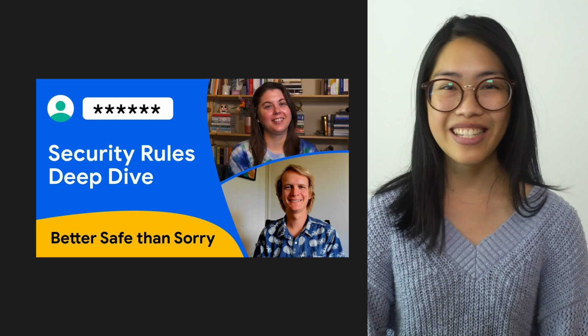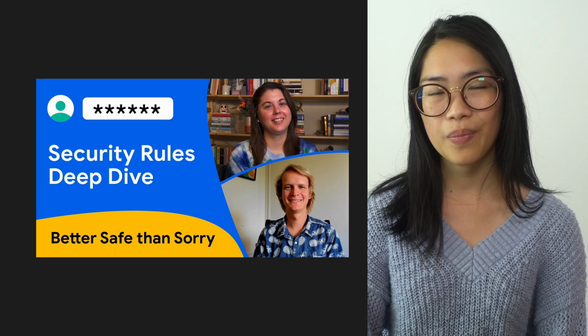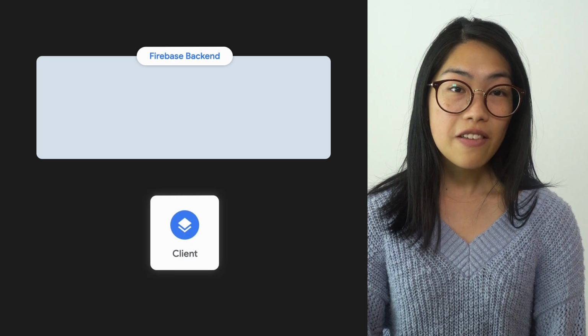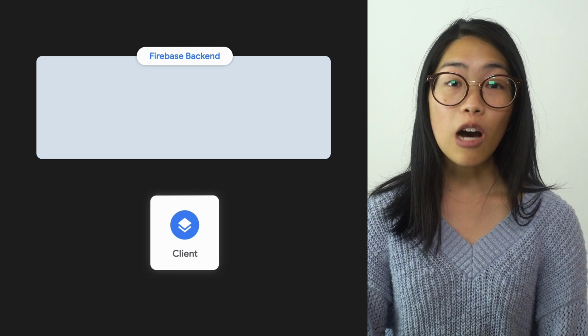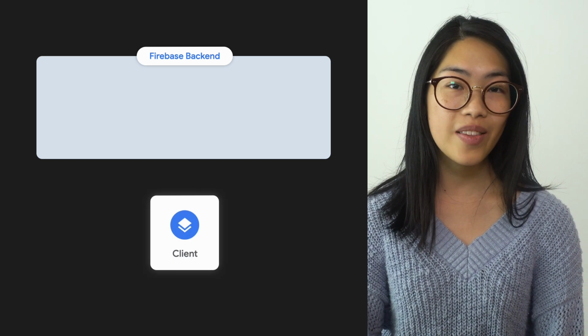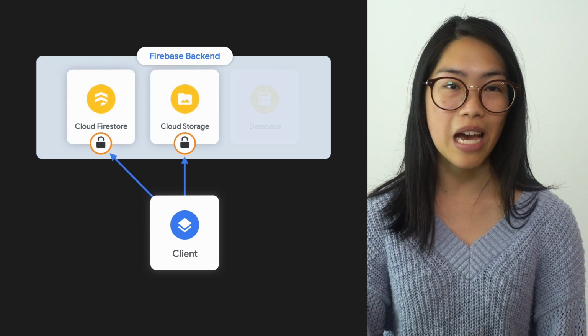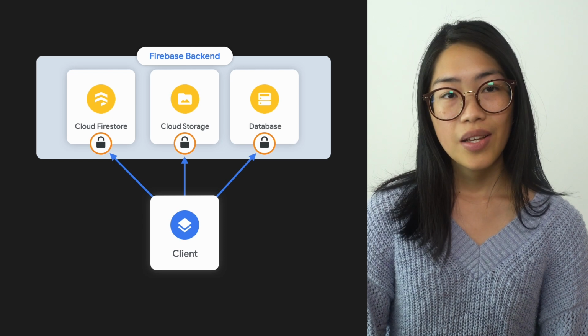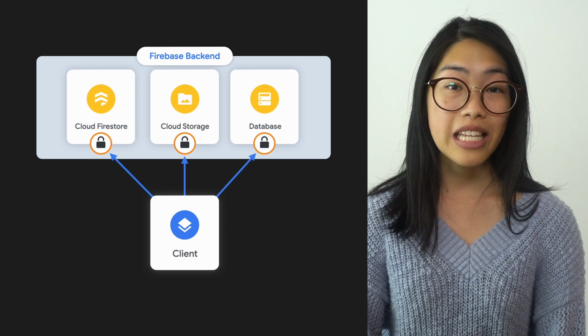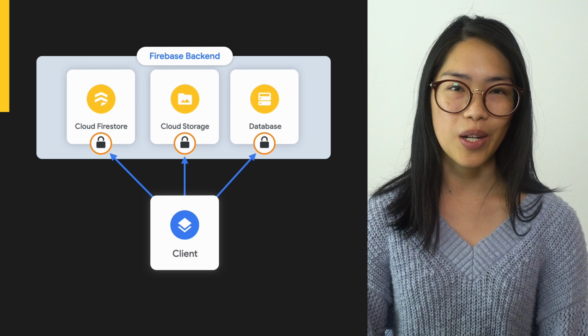In the last episode of Better Safe Than Sorry, Rachel and Sam showed you how to limit access to your application's data by using security rules. Security rules are a key feature of Firebase authentication and help you to make sure users can only access their own data that is stored in Cloud Firestore, cloud storage, or the real-time database. Security rules play an important role in keeping your users and their data safe and secure.